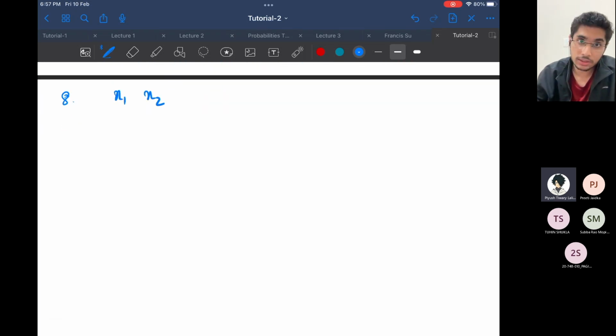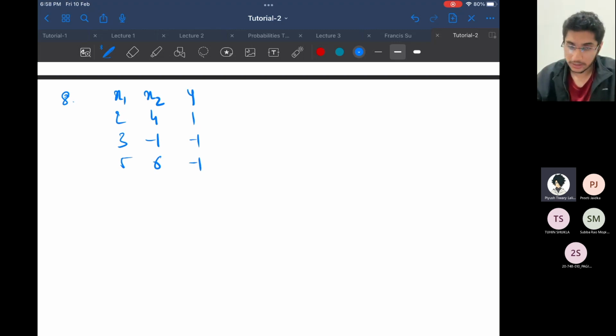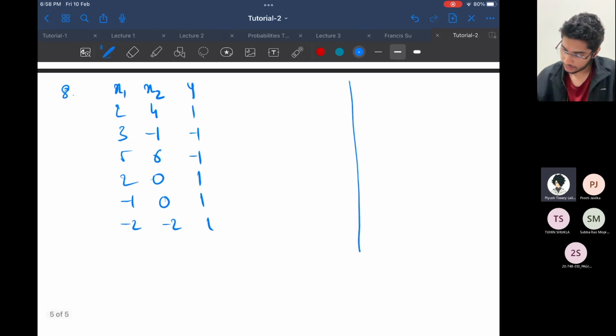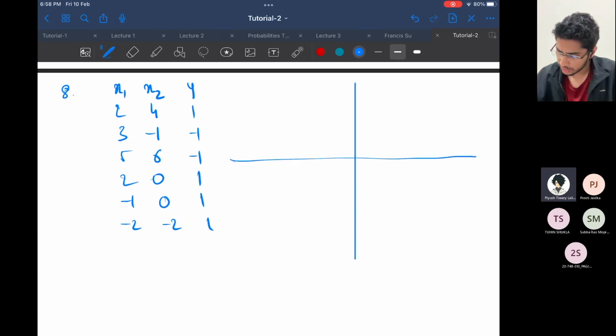So the data is the following: x1, x2, and there is y. So x1, x2, y is 2, 4, 1. This is 3, minus 1, minus 1. 5, 6, minus 1. 2, 0, 1. Minus 1, 0, 1. Minus 2, minus 2, and 1. Okay, and let me just draw my coordinates here. These are very simple questions, right? You just need to check whether the data points are linearly separable or not. Okay, so let us see.